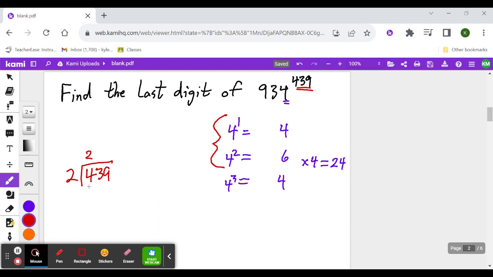2 goes into 4 twice, that is 4, so subtract, we get 0, and bring down the 3. 2 goes into 3 once, that's 2. Subtract, we get 1, bring down the 9. 2 goes into 19 9 times, that is 18. Subtract, we get 1, and there's nothing else to bring down, so 1 is our remainder. So our options here, we were only going to get remainder 1 or remainder of 0. When you divide by 2, you're not going to get a 2, you get a remainder of 0. We got a remainder of 1, so the last digit for this giant power would be 4.